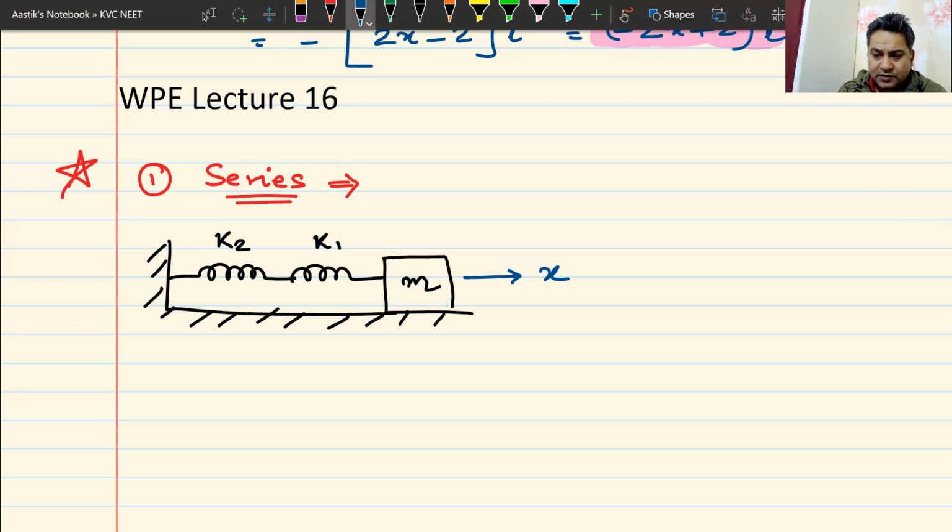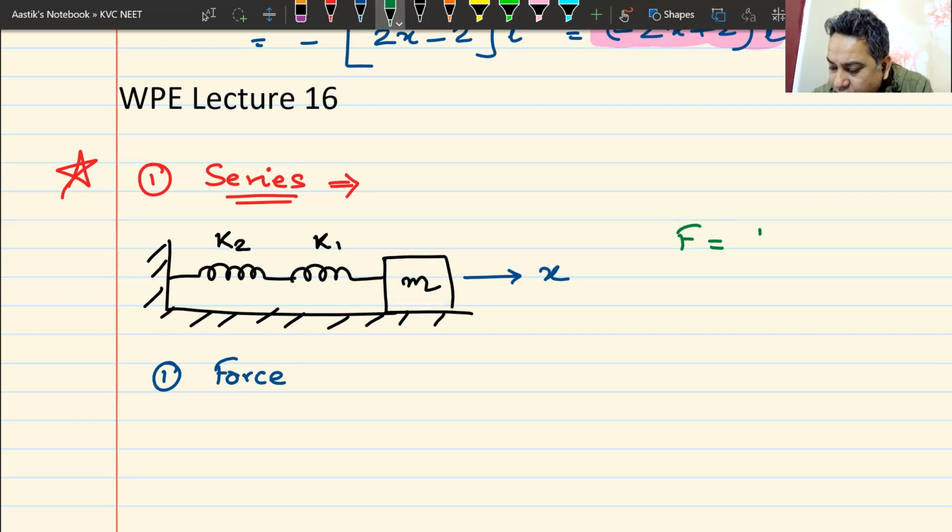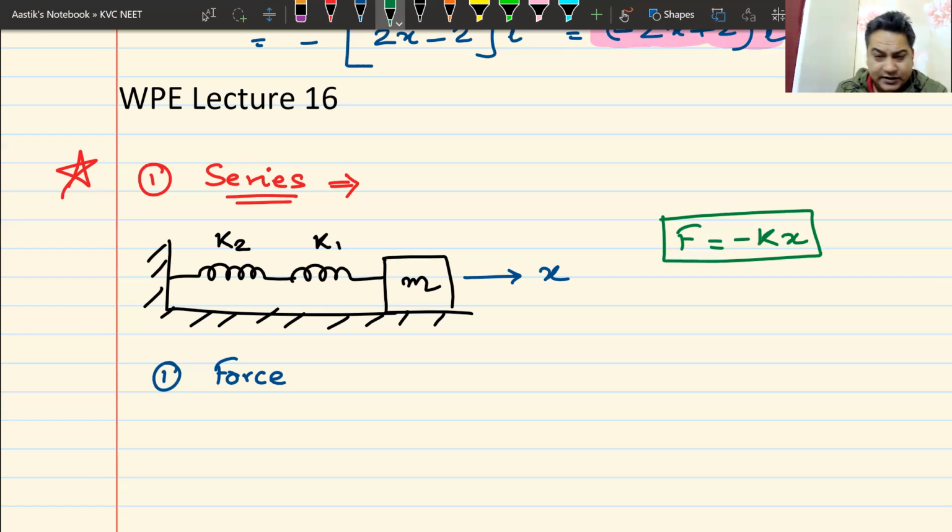Now remember, whenever we are talking about springs, we are talking about two things in that spring. The first thing is the force in springs. If you look at the relation F is equal to Kx, or I should say F is equal to minus Kx, that is the force in the spring. If I move the spring by a distance x from its mean position, the spring exerts a force on the body and it is equal to minus kx. Why is it minus? Because it is opposite to displacement.